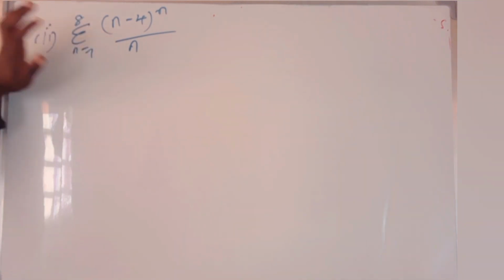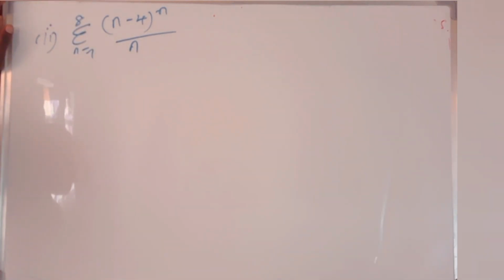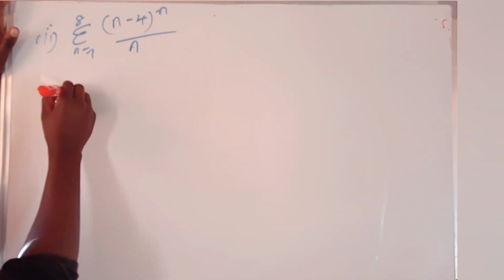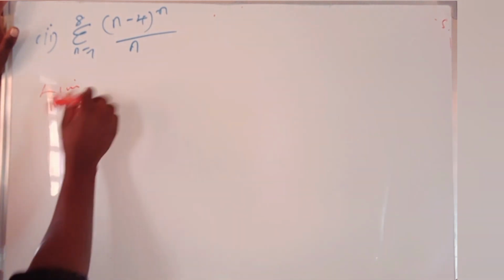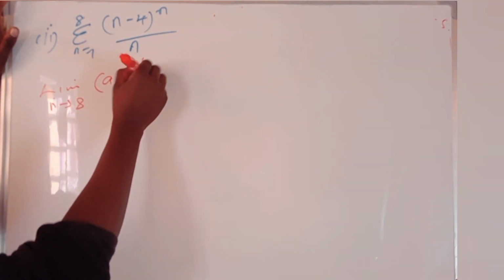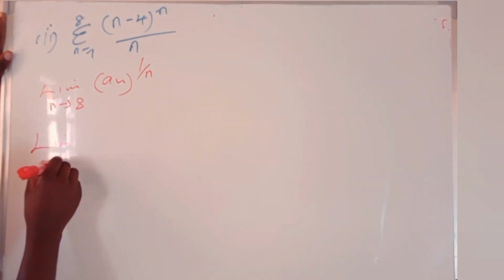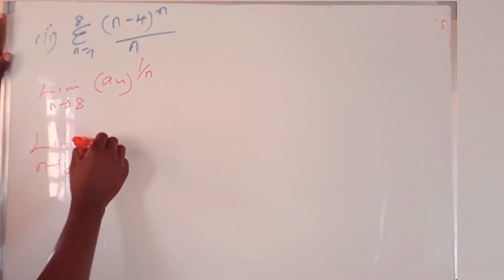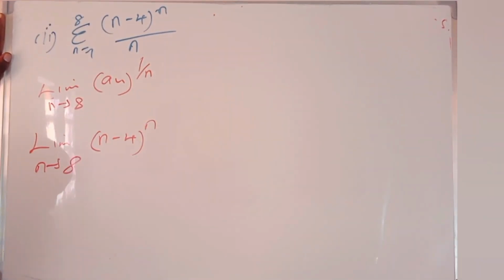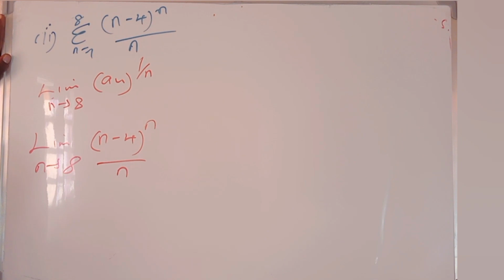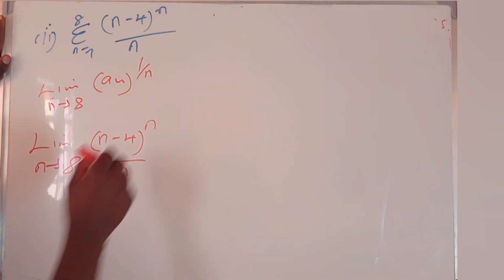Example 2: the series is (n minus 4) raised to the power n, divided by n^n, and we determine whether this series converges or diverges using the root test. We have said that the root test states that the limit as n approaches infinity of a_n, you find the nth root. So this is direct: the limit as n approaches infinity, your a_n is (n minus 4)^n divided by n^n. You find the nth root of this.